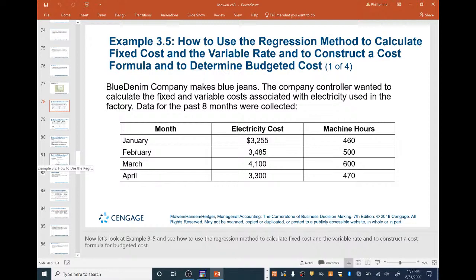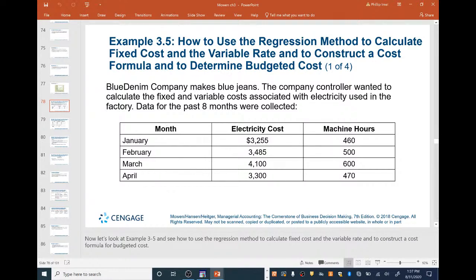So how to use the regression method to calculate fixed costs and the variable rate, to construct a cost formula, and to determine the budgeted cost, okay? So say Blue Denim Company makes blue jeans. The company controller wanted to calculate the fixed and variable costs that are associated with electricity used in the factory. So data for the past 8 months were collected, okay? So here's the first 4 months here. Once again, we have the month, the electricity cost, and the machine hours.